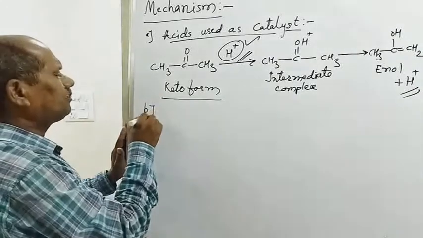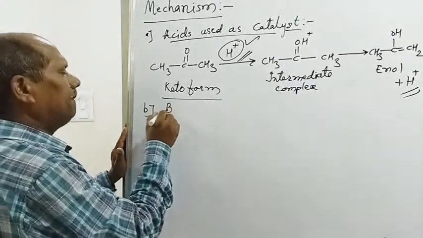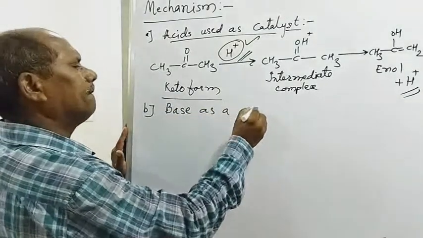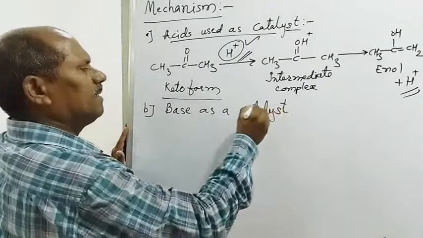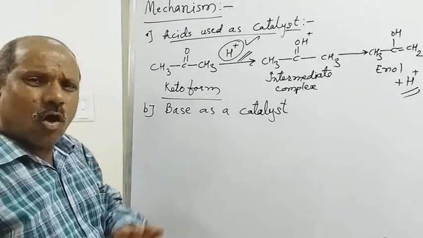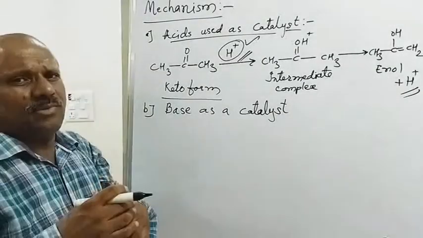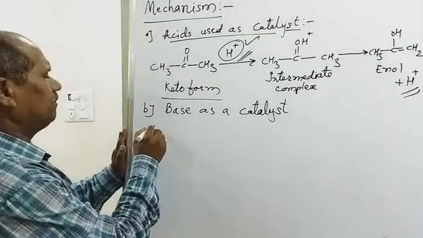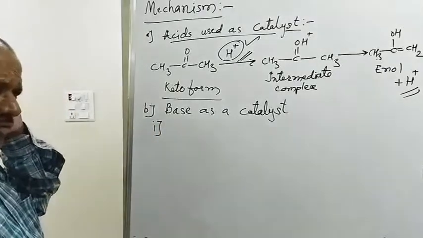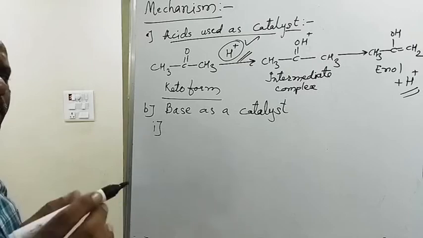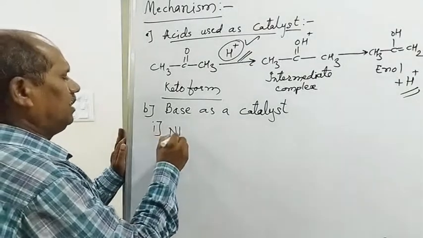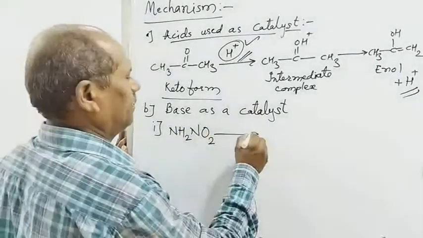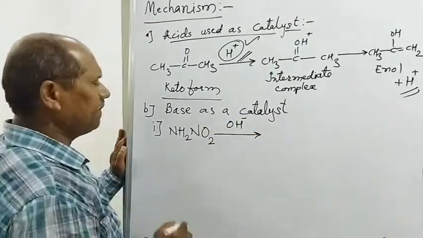Then by using a base as a catalyst, it may be OH minus ion or it may be a proton acceptor. First of all, I am explaining the OH minus ion. First example, decomposition of nitramide in the presence of OH minus ion.